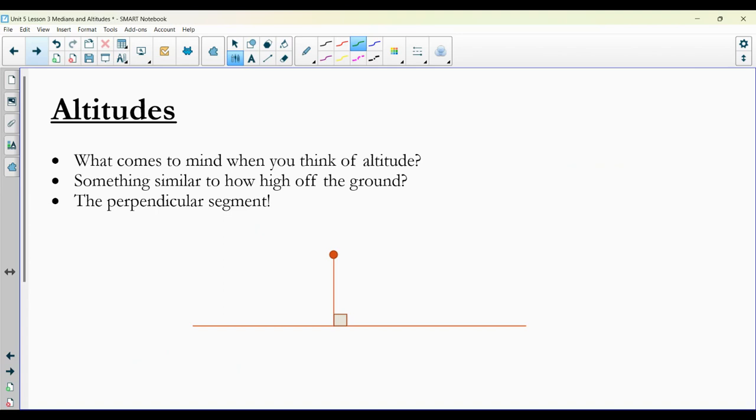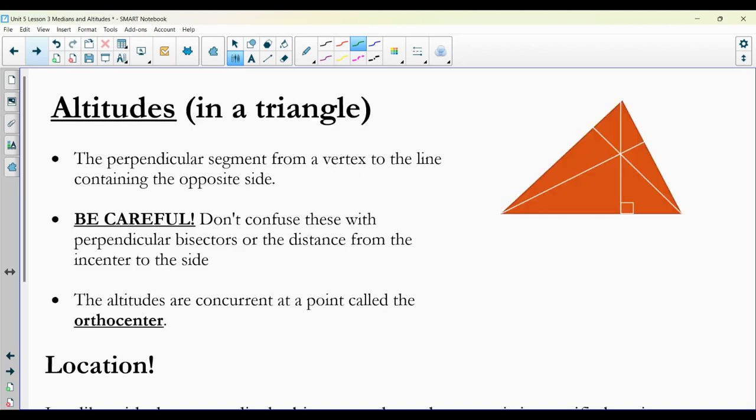For the altitudes, what comes to mind when you think of an altitude? Maybe a mountain, right? How high something is off of the ground, like a plane. So when we're thinking about an altitude, that brings back this idea of something being perpendicular. An altitude specifically in a triangle is when we connect the vertex straight down to the opposite side. So you have this right angle going on here. This one is also a right angle. This is also a right angle.